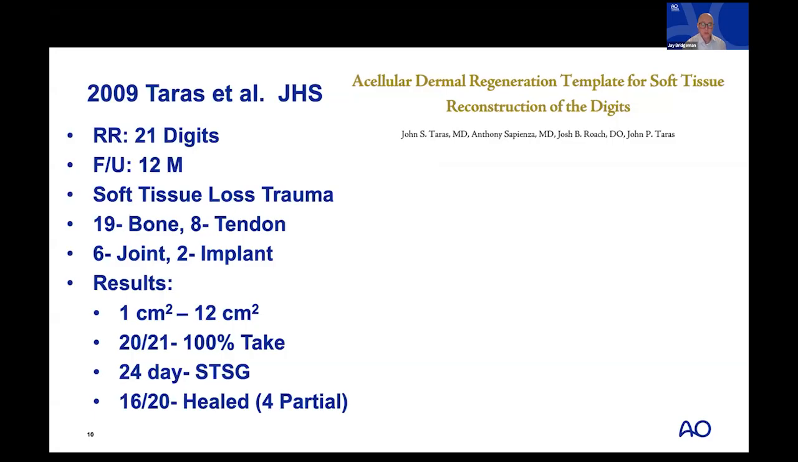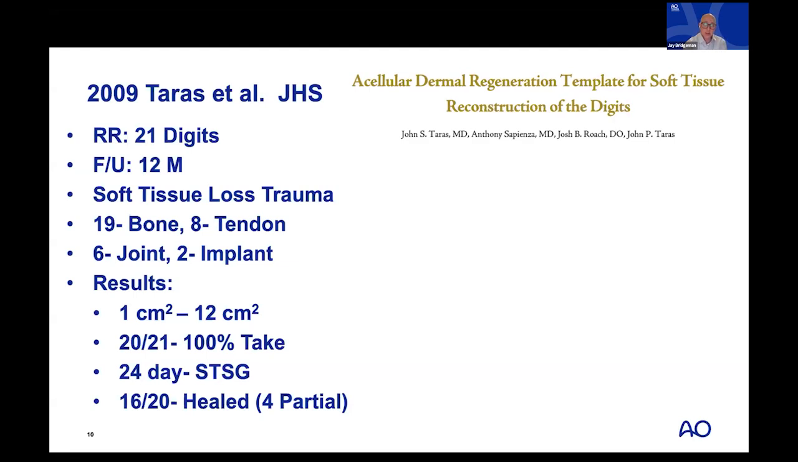And what were the results? Well, the wound sizes varied from 1 centimeter squared to 12 centimeters squared. And of the dermal template incorporation, they had 20 of 21 develop 100% incorporation of the template. The one that did not incorporate was a finger with multi-level trauma that went on to develop ischemia and necrosis, and so it was amputated.